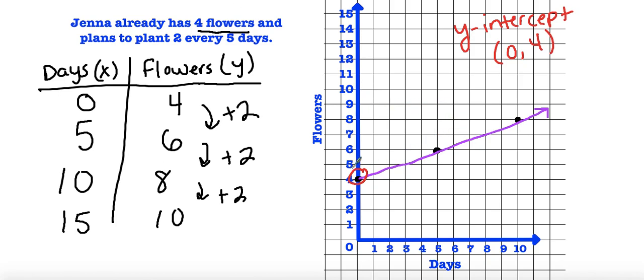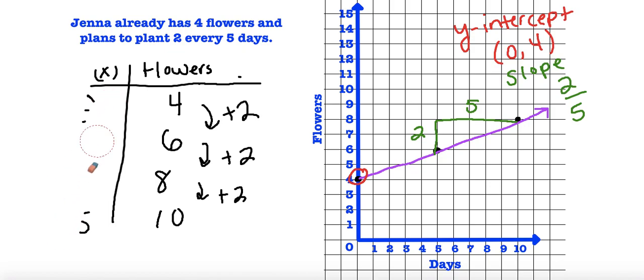And our slope we could find by drawing our triangle. So my rise and my run. And from here to here, rise is 2. And our run is 1, 2, 3, 4, 5. So our slope is 2 over 5.